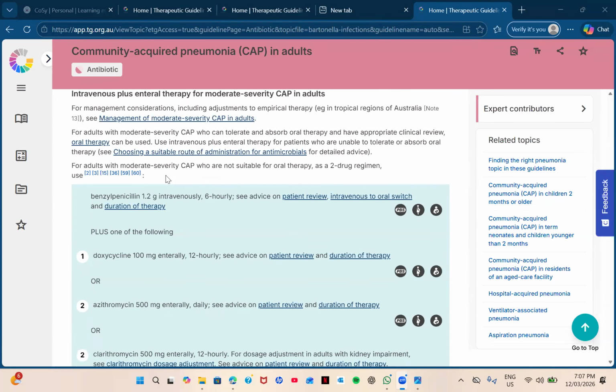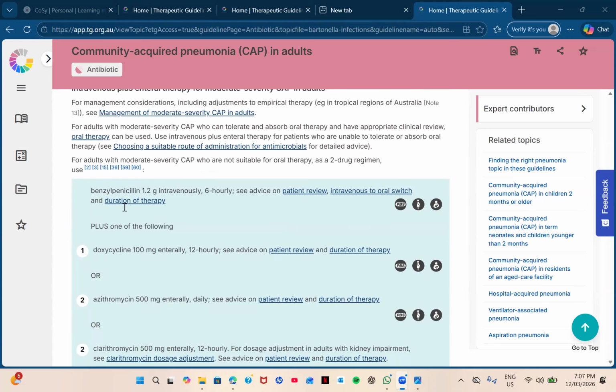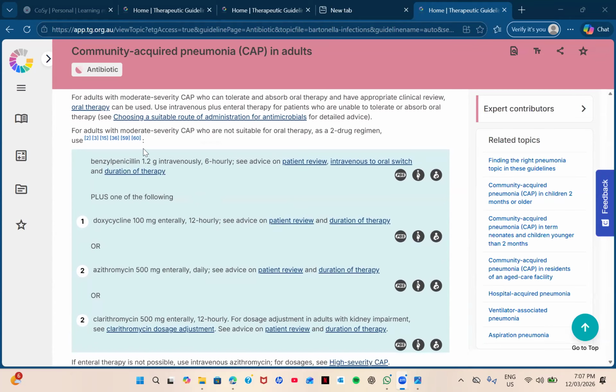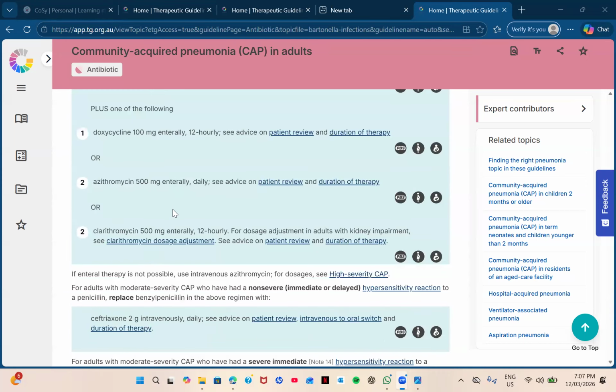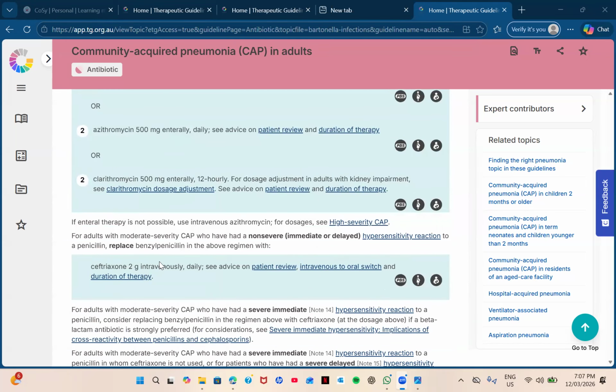Adults with moderate severity community-acquired pneumonia who are not suitable for oral therapy, we use a two-drug regimen: benzylpenicillin 1.2 grams intravenously plus one of the following: doxycycline, azithromycin or clarithromycin. If enteral therapy is not possible, intravenous azithromycin can be used.